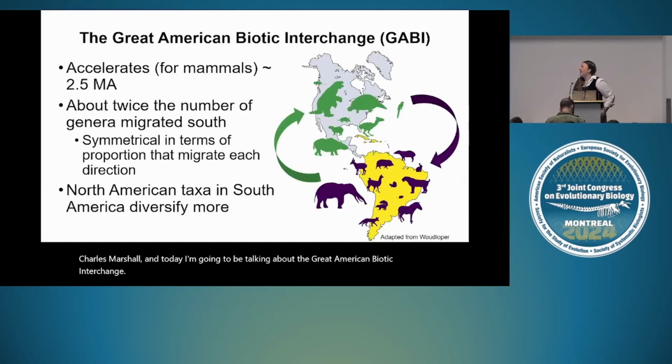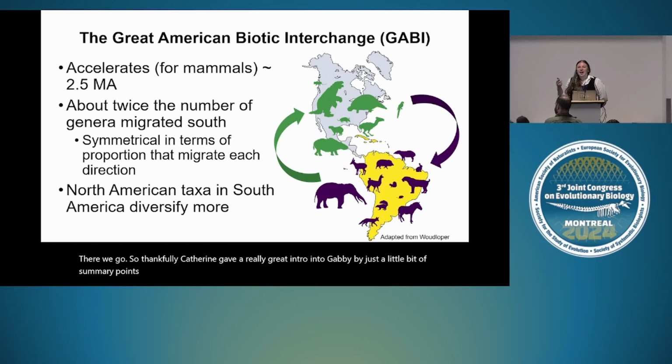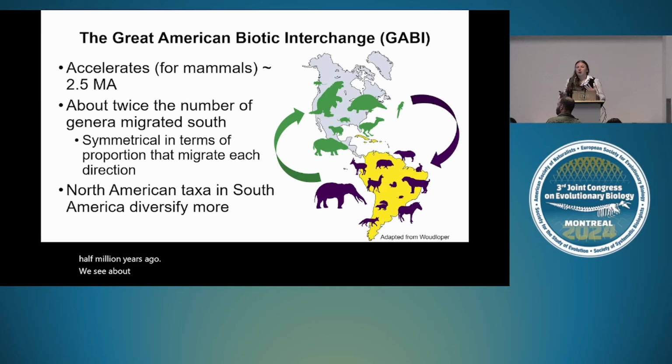There we go. Thankfully, Katherine gave a really great intro to GABI, but just a little bit of summary points. It happens when the Isthmus of Panama connects North and South America, and we see this interchange across lots and lots of taxa. Today I'm going to be focusing on mammals. For mammals, this interchange accelerates about 2.5 million years ago. We see about twice the number of groups migrating south versus north, but in terms of the overall source pools, it is relatively symmetrical. And then North American taxa that end up in South America tend to diversify more, as Katherine just talked about.